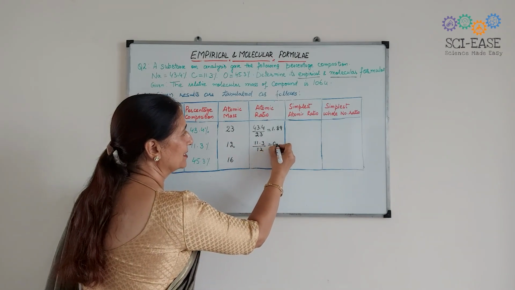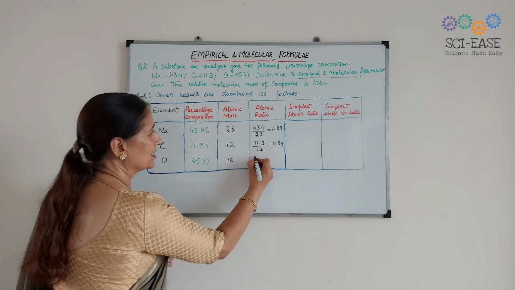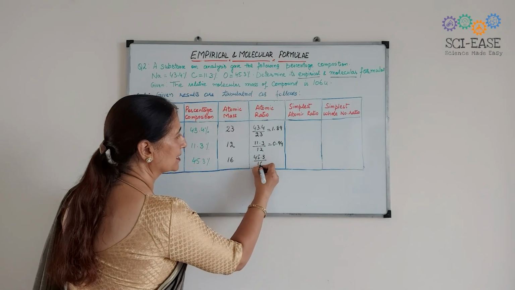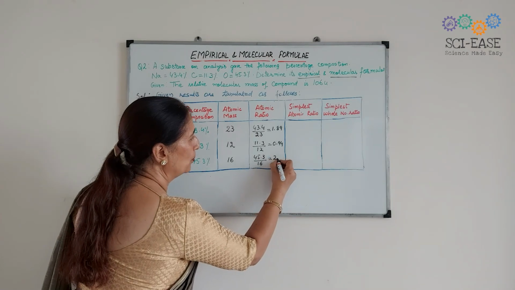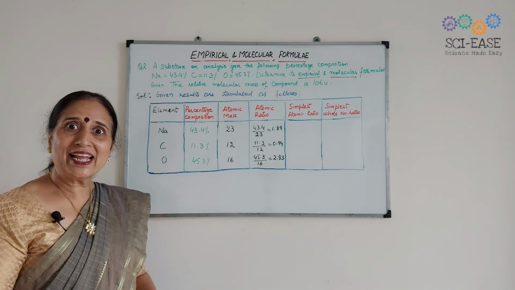Answer, that is 0.94. Next, divide 45.3 by 16. So what is the answer? It is 2.83. What is the next step?